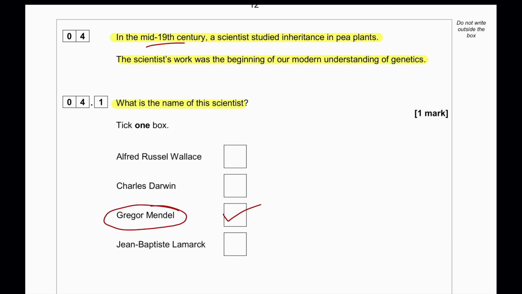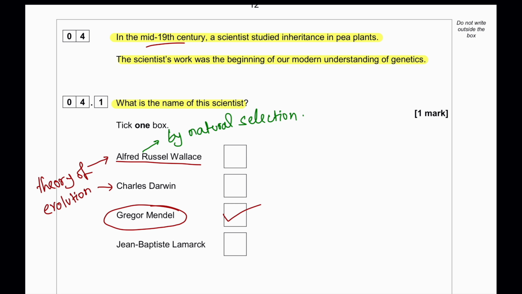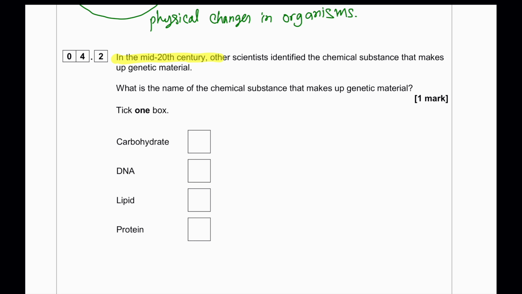Now, if we talk about the other scientists, Charles Darwin is the theory of evolution. When we talk about Alfred Russel Wallace, we also have to think of the theory of evolution, but his work was by natural selection. And Jean-Baptiste Lamarck is also known for his theory of evolution, but due to the physical changes in organisms.